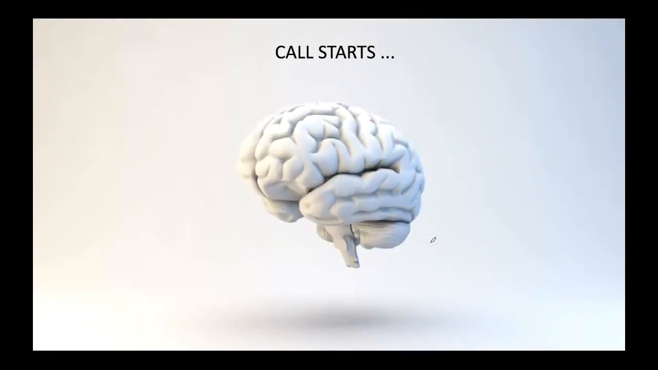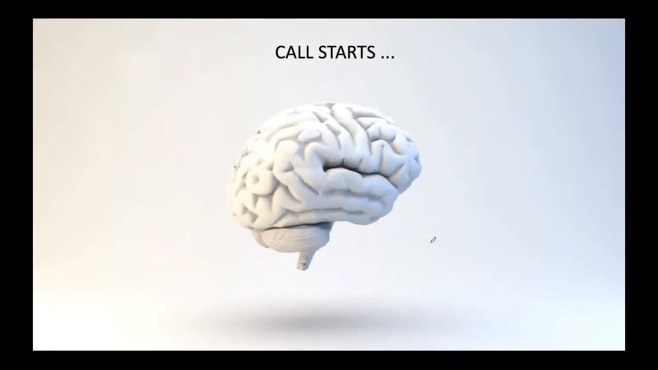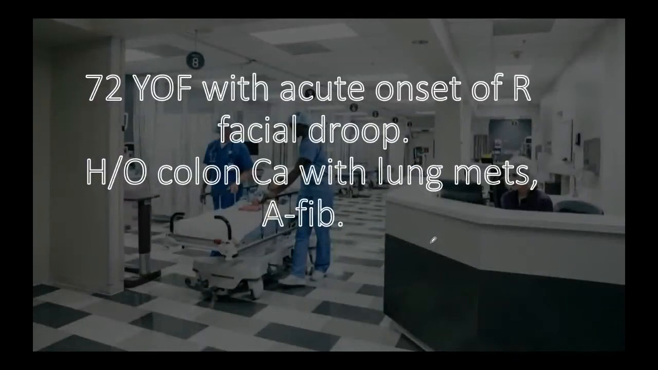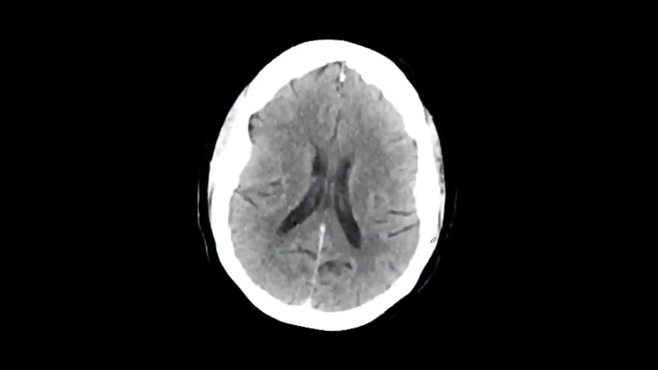So now the case is ready. We did look at the basics, so we should be able to address it. A 72-year-old female with acute onset of right facial droop. Patient has a history of colon cancer with lung mets and AFib. They get a CT head.